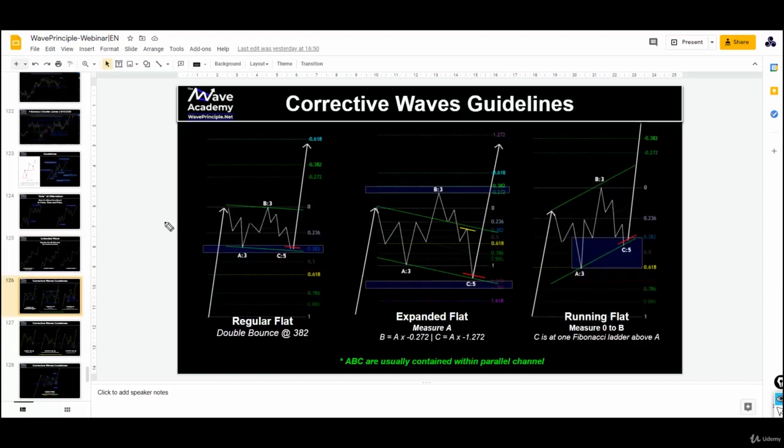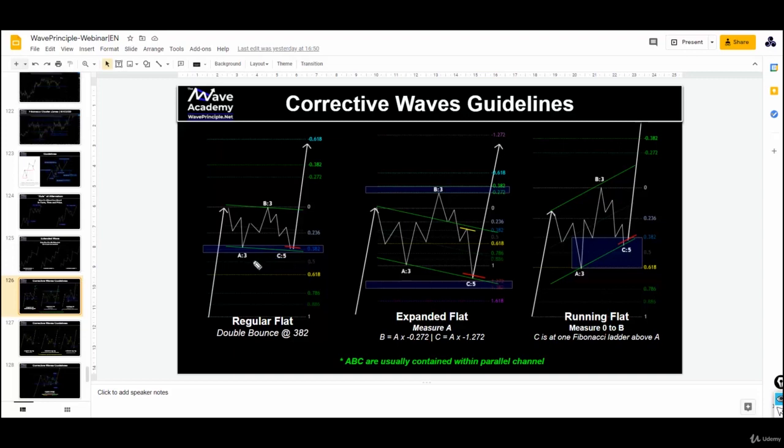And here's one of the most important things about guidelines: how do we use them for corrective wave? How do we confirm a corrective wave is actually a corrective wave? And let's remember the flats are 3, 3, 5. 1, 2, 3, 1, 2, 3, 1, 2, 3, 4, 5. Okay? We're going to talk about this later.